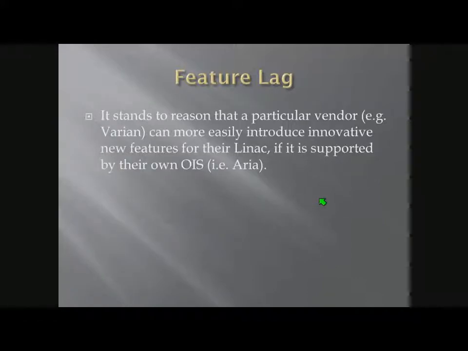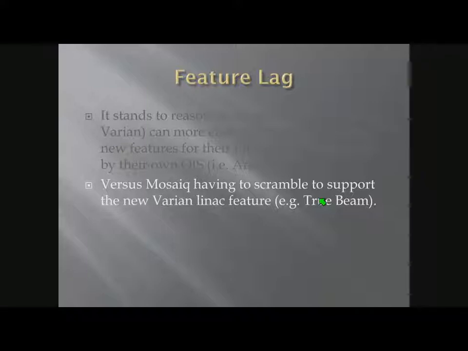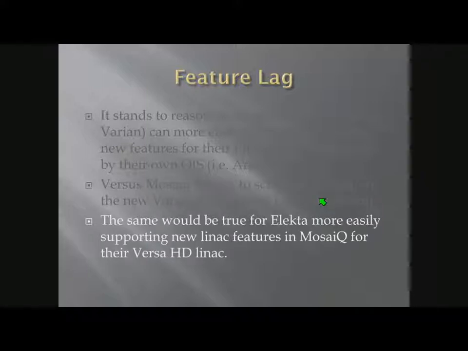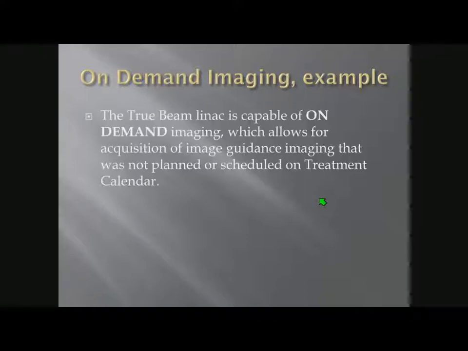It stands to reason that a particular vendor can more easily introduce innovative new features on their own LINAC if it's supported by their own OIS, versus Mosaiq having to scramble to support that new Varian LINAC feature. And the same, of course, is true for Elekta more easily supporting their new LINAC features in Mosaiq for their Versa HD. So let's look at a couple of examples of what I call feature lag.